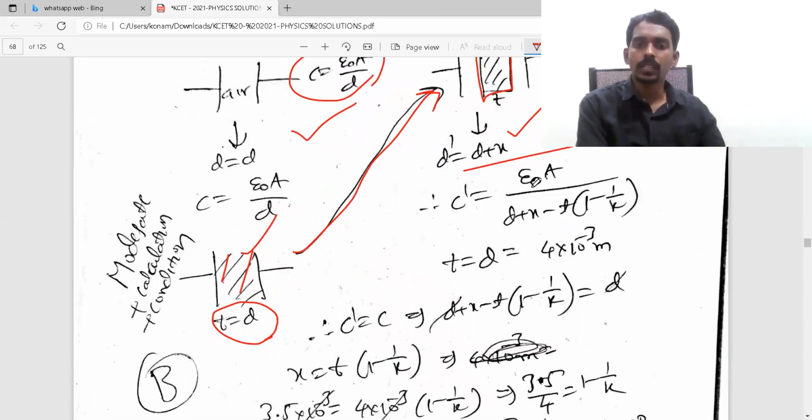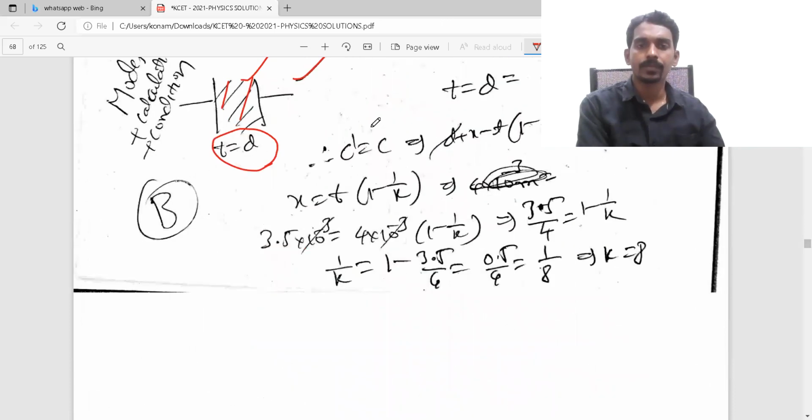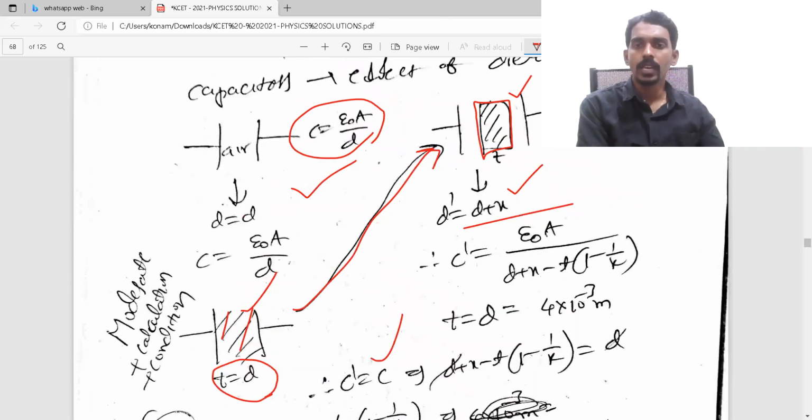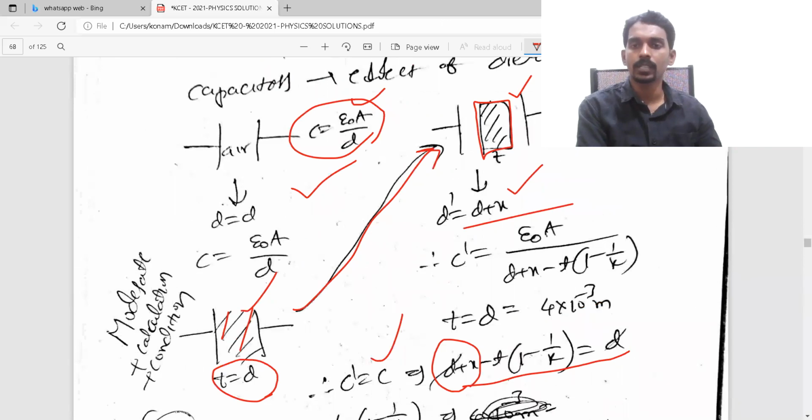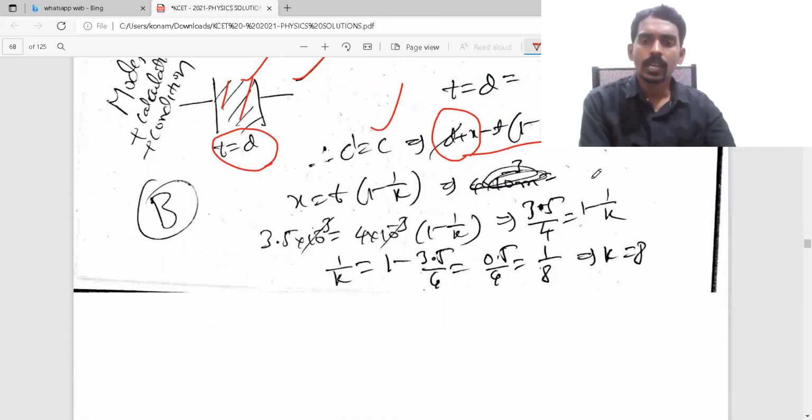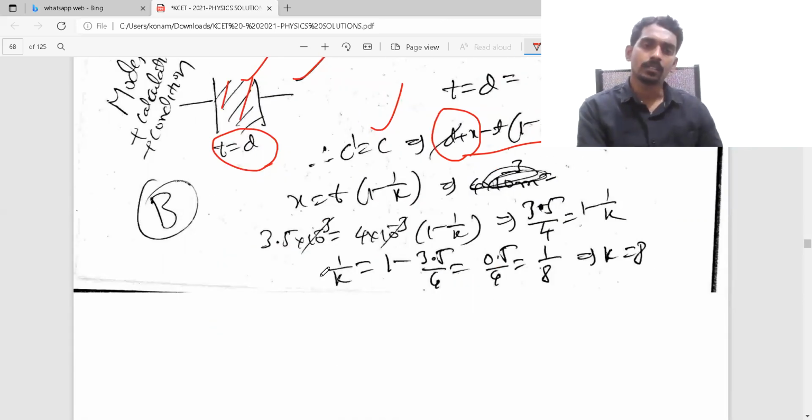Now the condition given is that C dash should be equal to C. C dash equal to C means the numerator is the same, so the denominator also must be the same. That's why I equated. So when you equate the denominators, one confusion please avoid. Here I substituted D plus X because here D is nothing but D dash, the new separation. Then you calculate this, and you will get the answer.